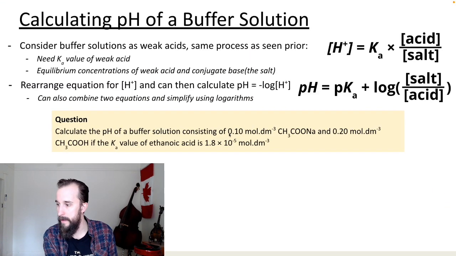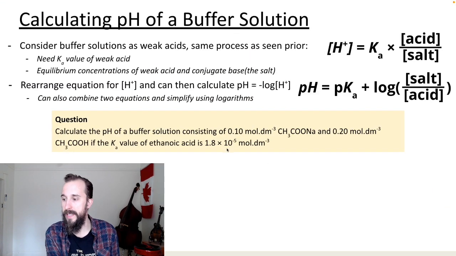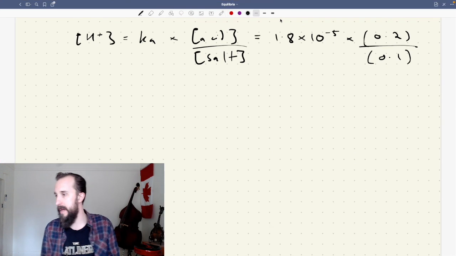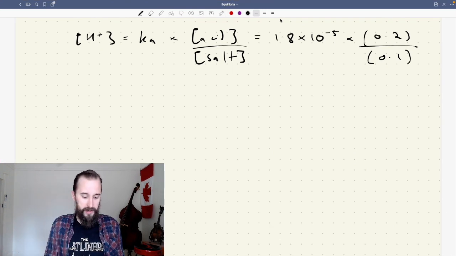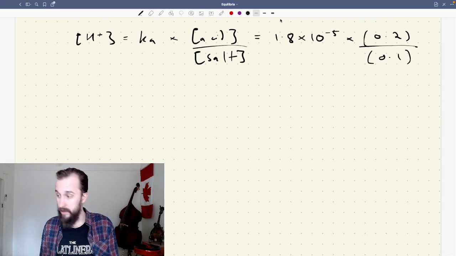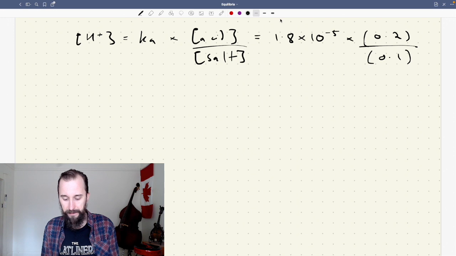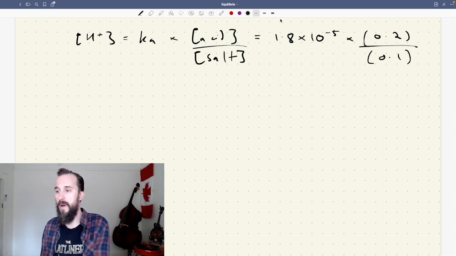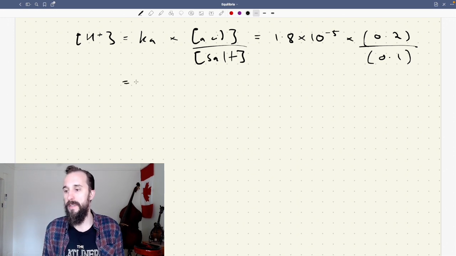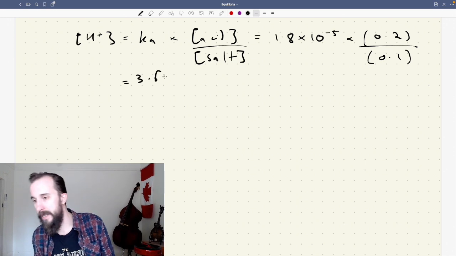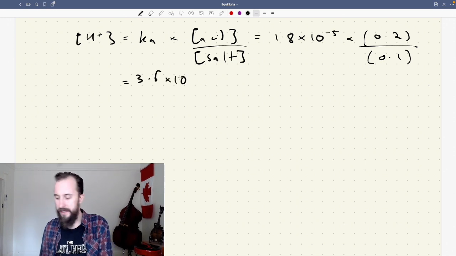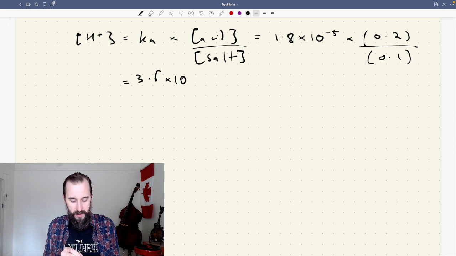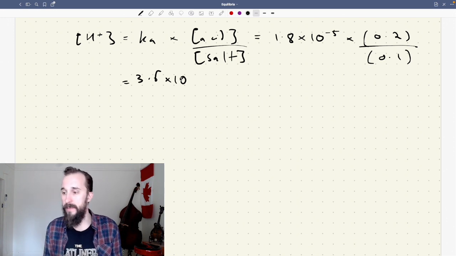Let's make sure I got that the right way around. 0.1 is the salt, 0.2 is the acid, 1.8 times 10 to the minus 5. Brilliant, plug and play. This will give us 1.8 times 10 to the minus 5 times 0.2 divided by 0.1. This will give us our hydrogen ion concentration, which is going to be 3.6 times 10 to the minus 5. Calculator's still not giving me scientific notation. 1, 2, 3, 4, 5. It's probably because I've done nothing to change it.